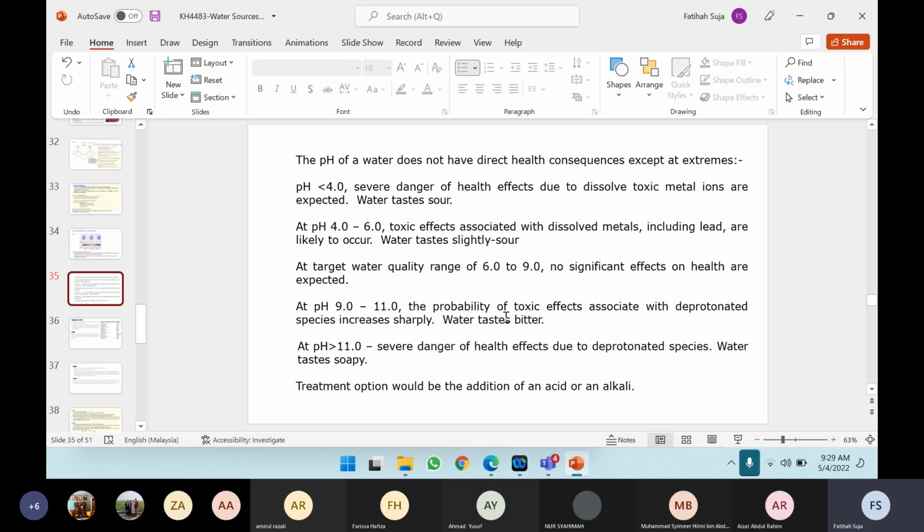At pH 9 to 11, the probability of toxic effects associated with deprotonated species increases sharply. So this one is bitter. Greater than 11, like when you have textile wastewater, industries like textile, the pH is very high, 11. Severe danger of health effects due to deprotonated species. So water tastes soapy. The treatment option would be the addition of an acid or an alkali. So let's say if you have a pH above 11, then you have to add acid.